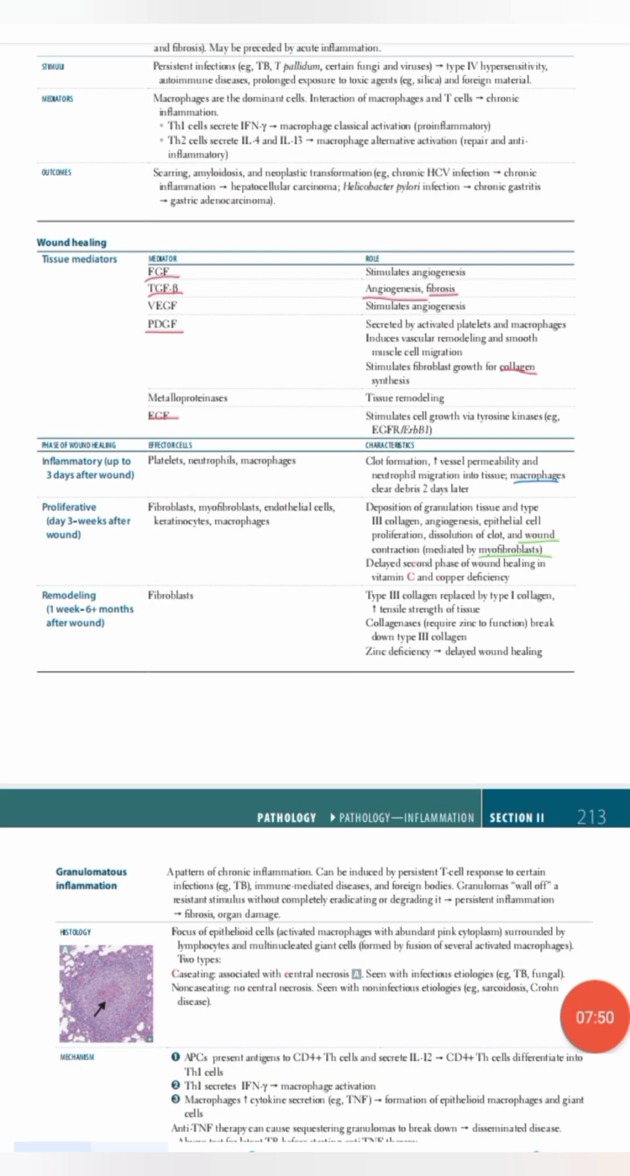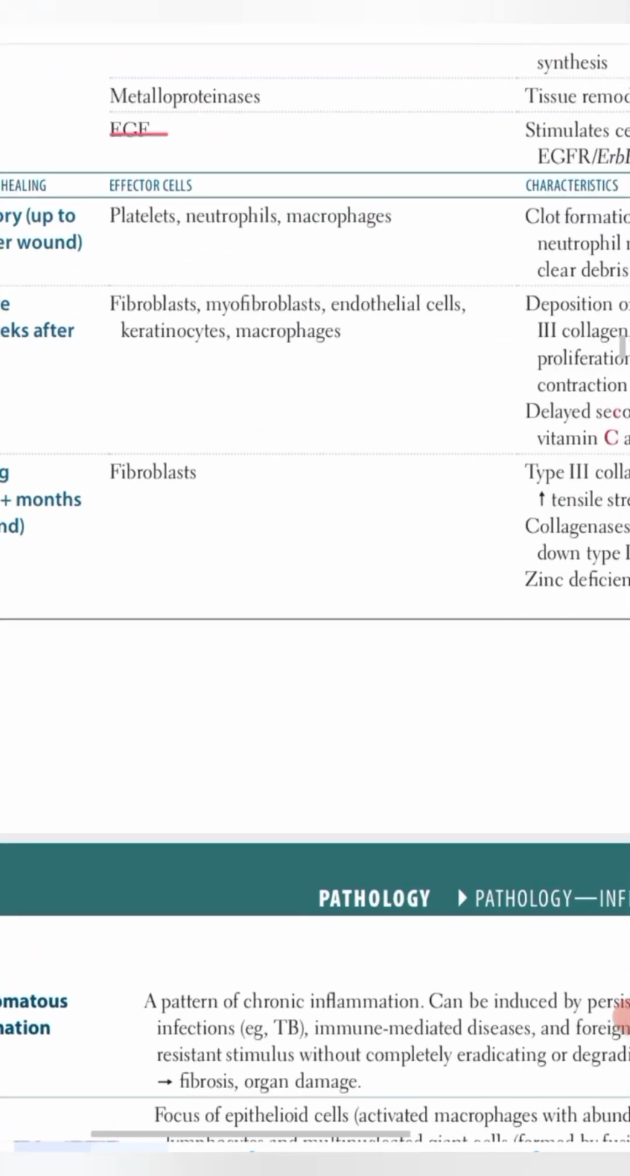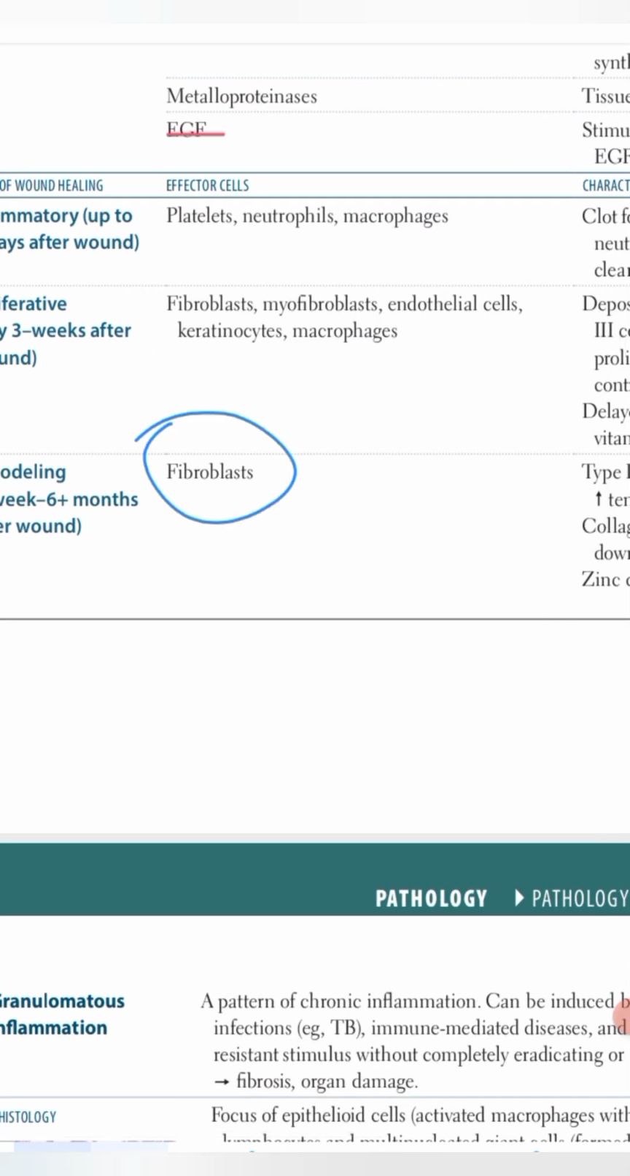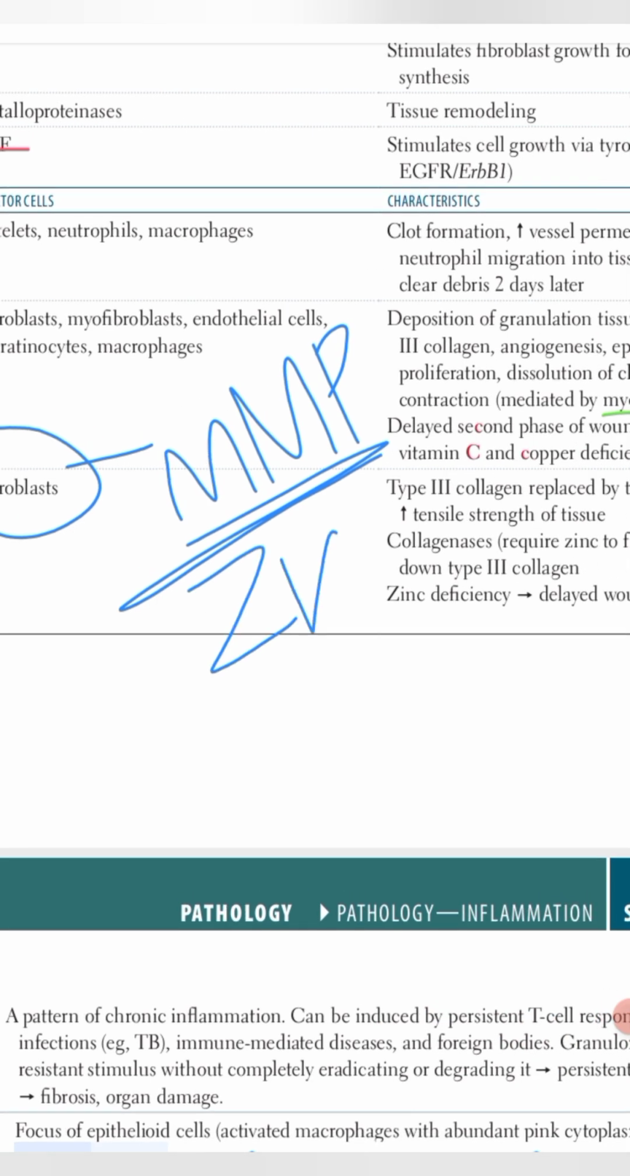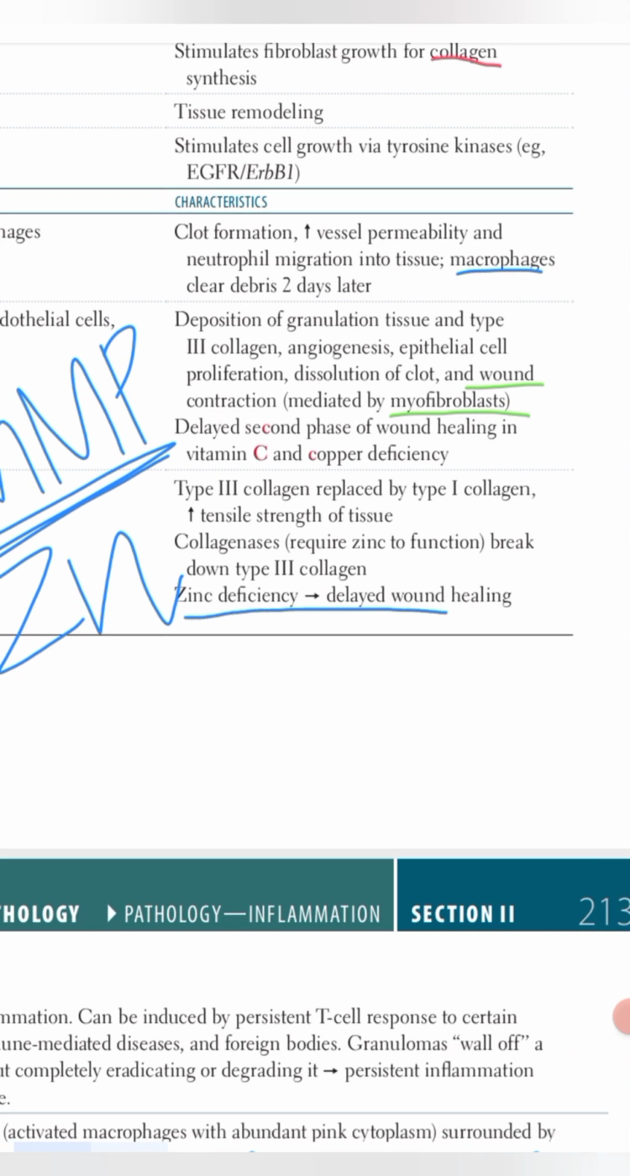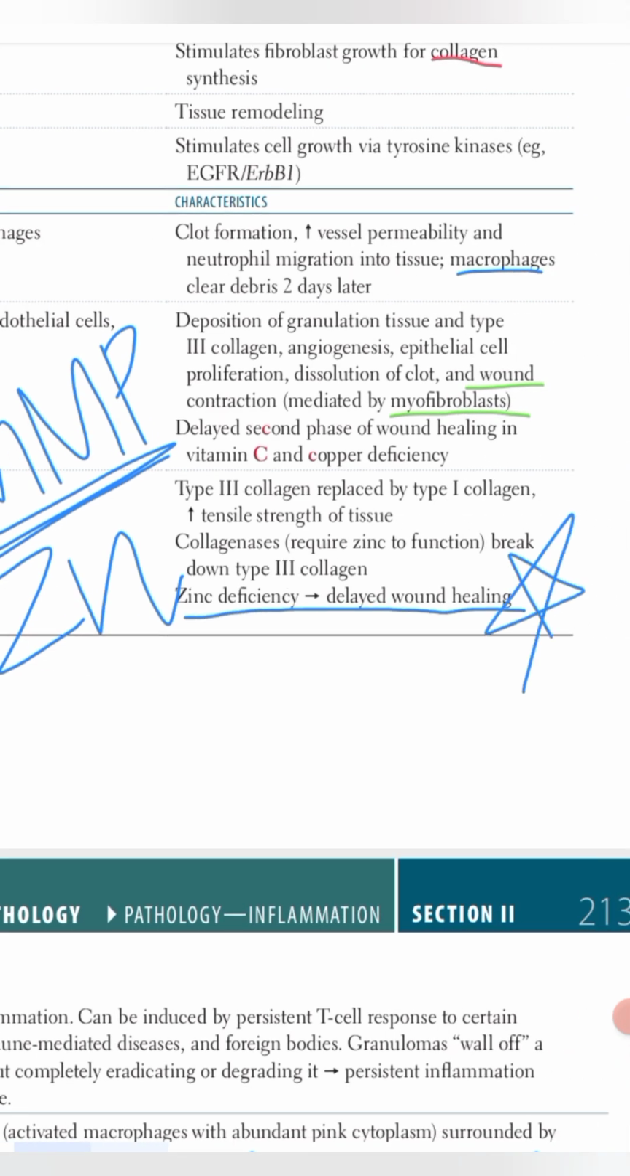So the last phase is remodeling, which can take up to months. It is done by fibroblasts. Basically, there is a balance between synthesis and degradation of the extracellular matrix proteins, and this is done by metalloproteases that are secreted by the fibroblasts. They are matrix metalloproteases. They are so called because they are dependent on metal ions like zinc. So if there is zinc deficiency, there will be delayed wound healing.